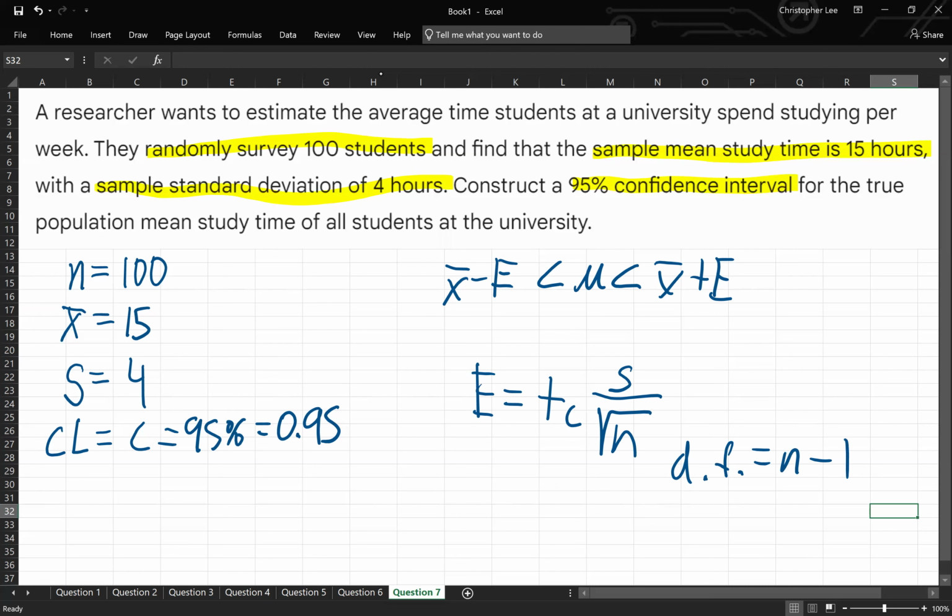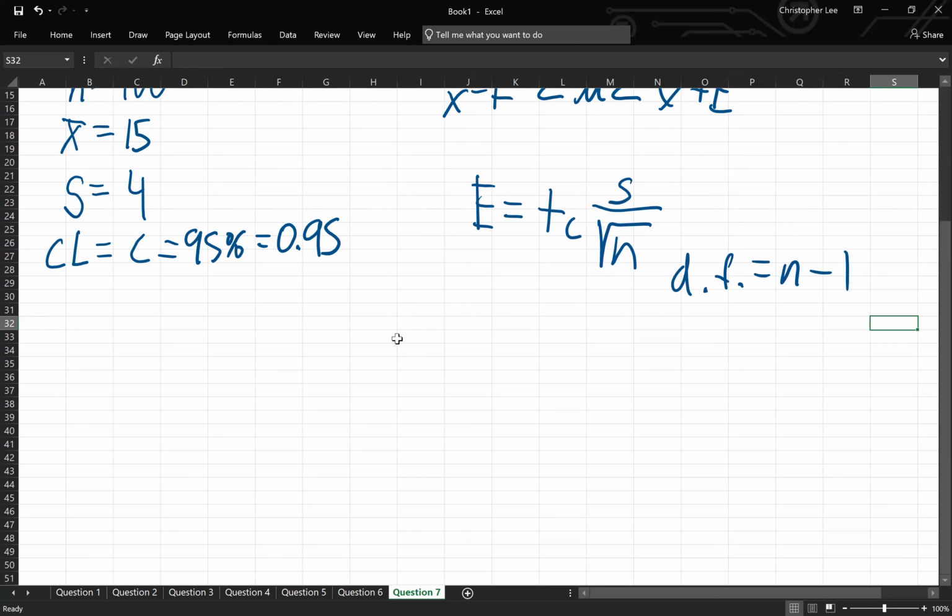Okay, I know what my sample standard deviation is. Cool. I know what my n is. No problem there. What's my degrees of freedom? Let's figure out the degrees of freedom. My degrees of freedom, which is known as n minus 1, is gonna be 100 minus 1, which is 99. That's excellent.